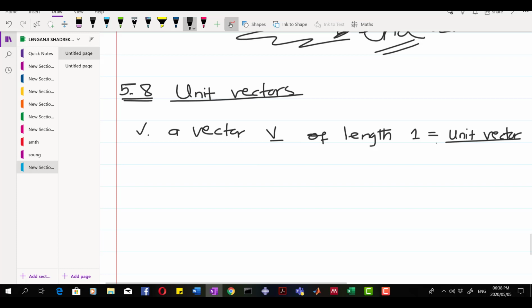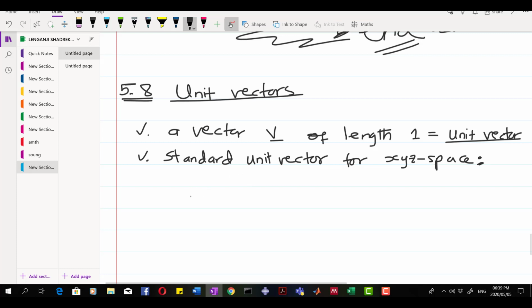There are so many vectors out there with that length, but we can always come up with the standard unit vectors. By standard we mean that these unit vectors point in some particular standard direction. If we have the x, y, z space, or three-dimensional space, we'll have one in the x direction, one in the y direction, and one in the z direction.